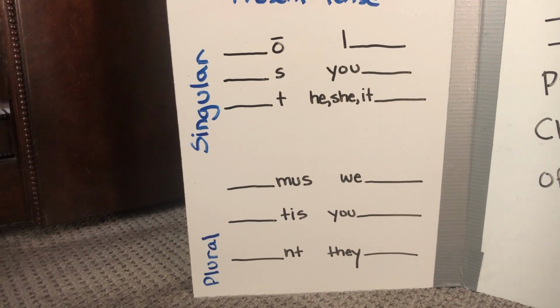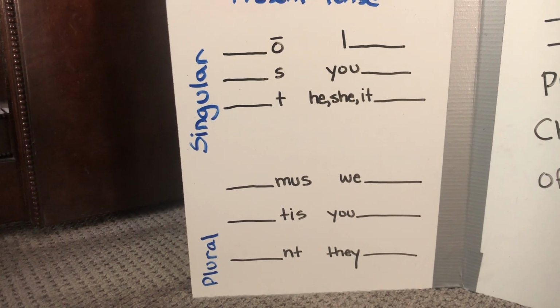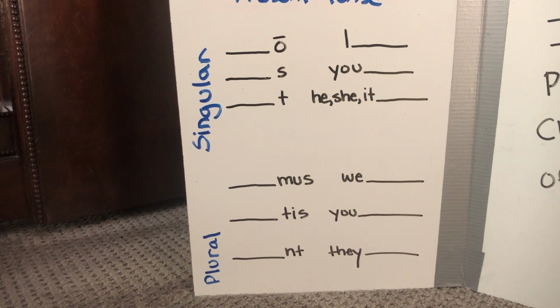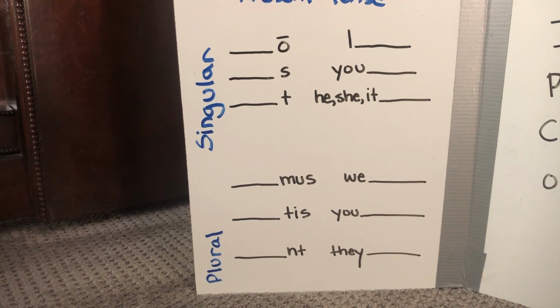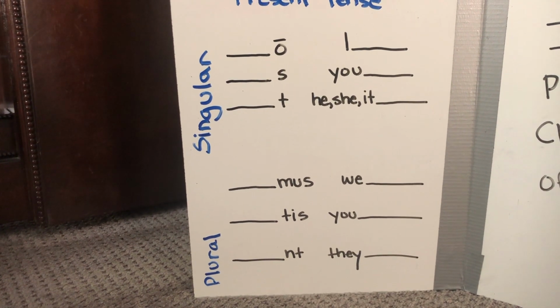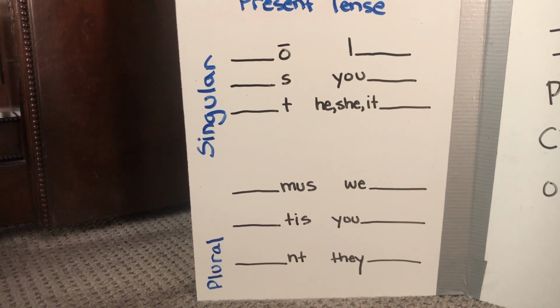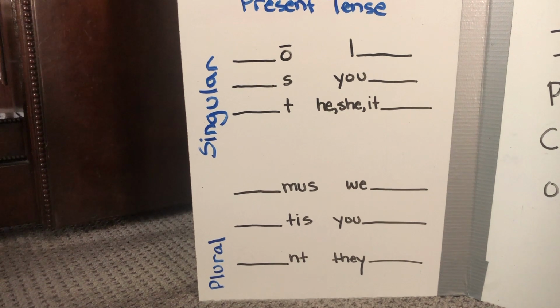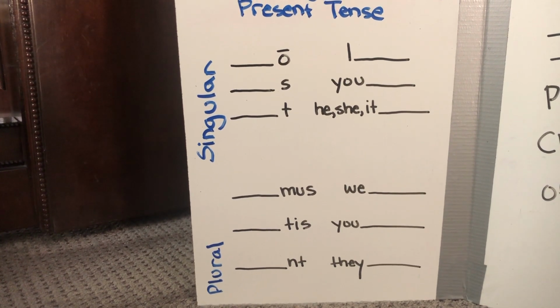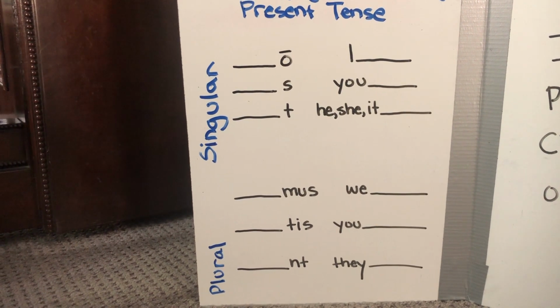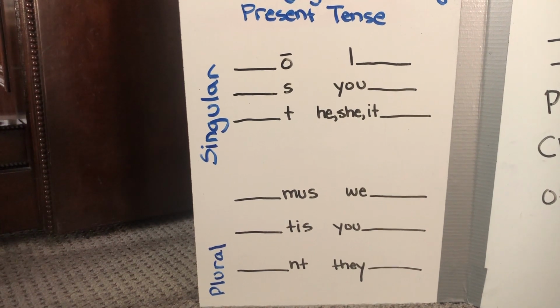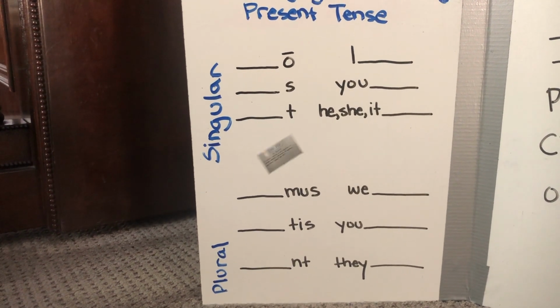OST mustis unt, OST mustis enti, first conjugation present tense.